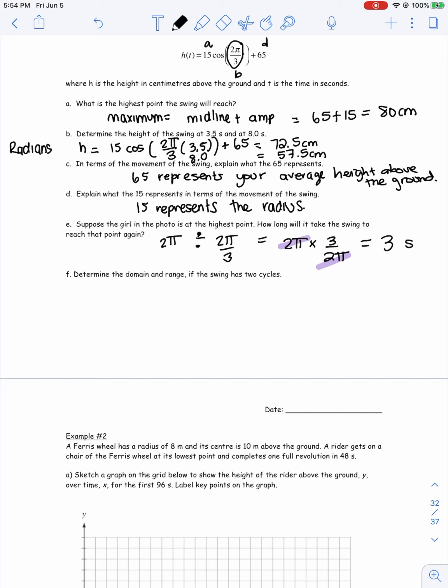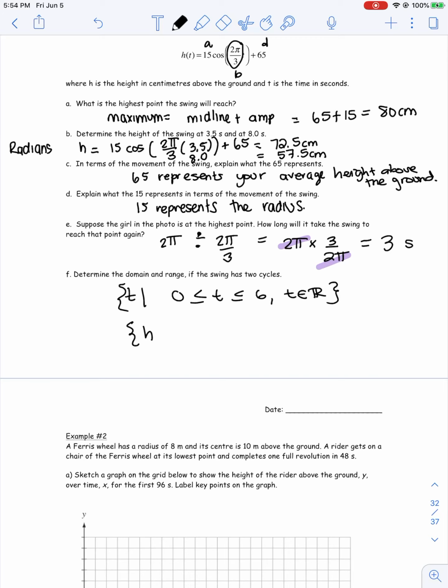They want us to write a domain that would represent 2 cycles. So a domain would be where we go over 6 seconds, because 1 cycle is 3 seconds, 2 cycles would be 6 seconds. So time can go from 0 up to 6 seconds because we're just doubling the period. T can be an element of real numbers. So that's our domain, and our range would be height.